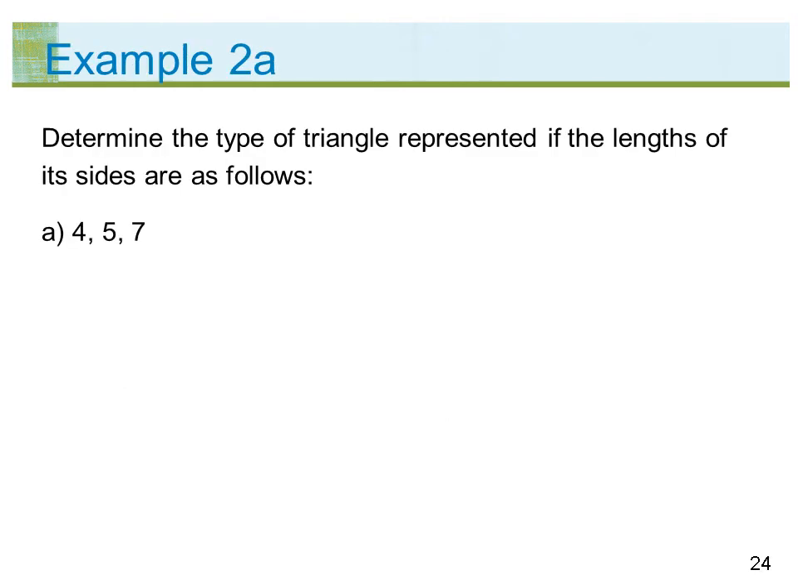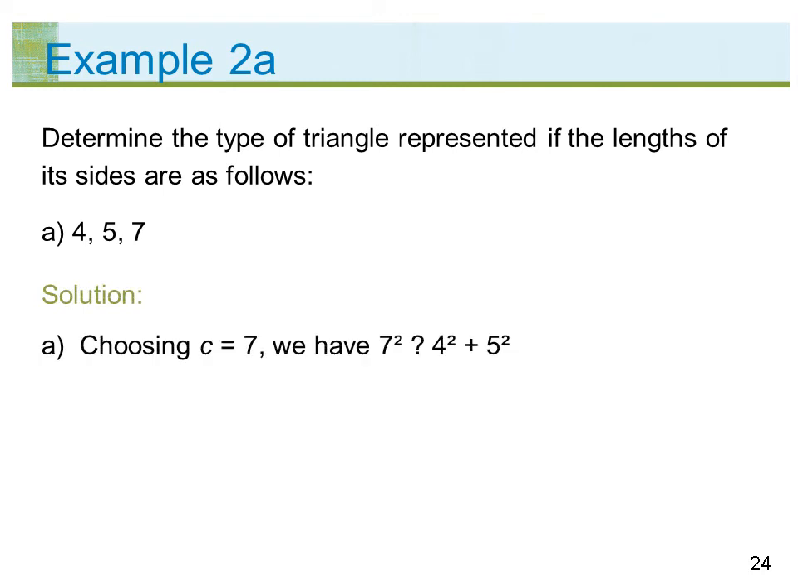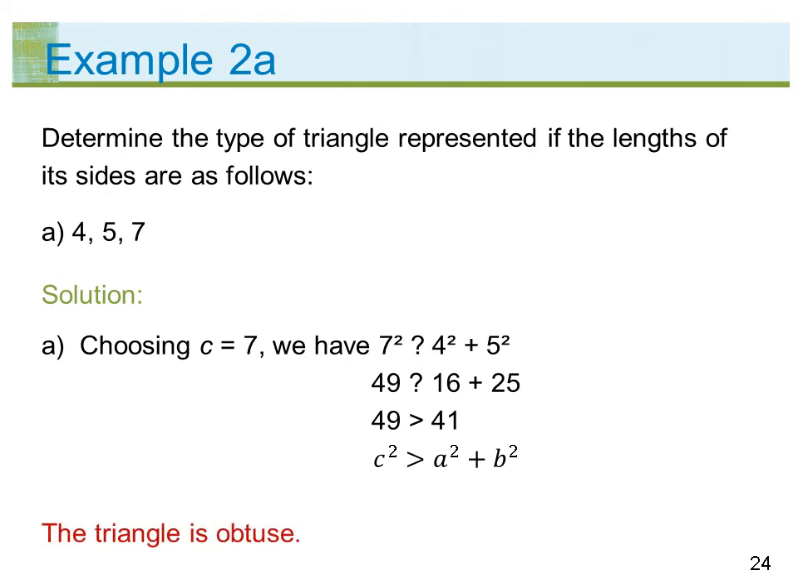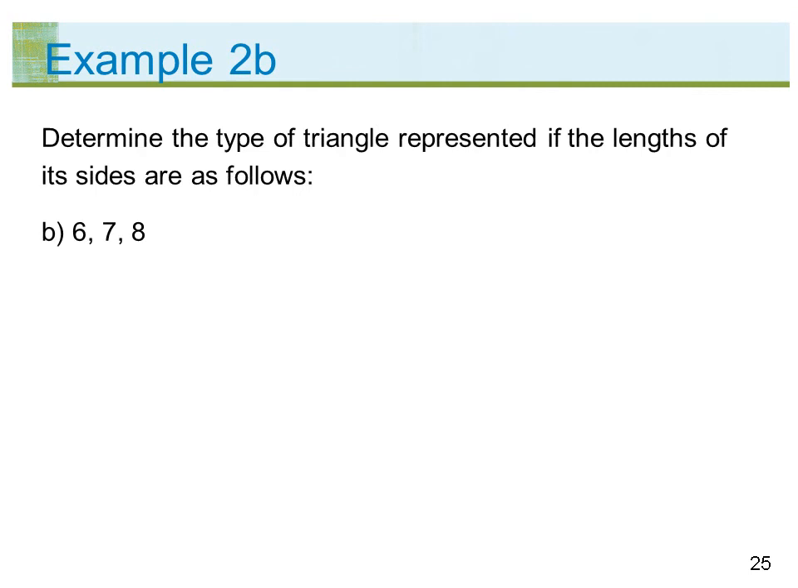Determine the type of triangle represented if the lengths of its sides are as follows. A: 4, 5, 7. Solution: Choosing c equal to 7, we have 7 squared ? 4 squared plus 5 squared. 49 ? 16 plus 25. 49 is greater than 41. c squared is greater than a squared plus b squared. The triangle is obtuse.